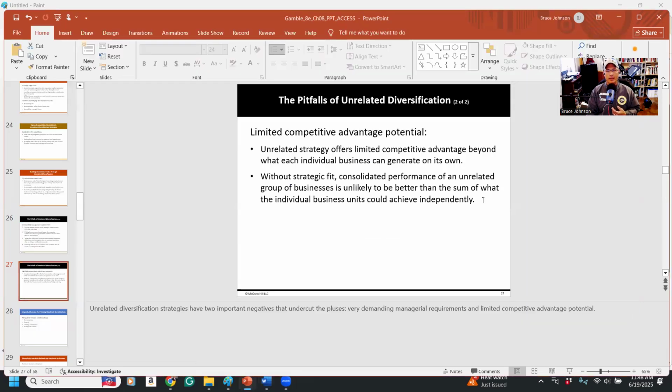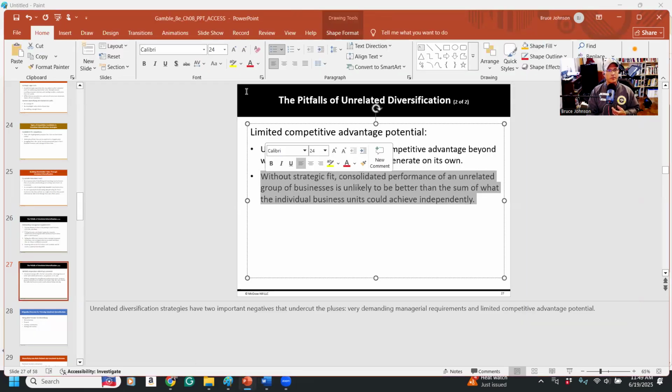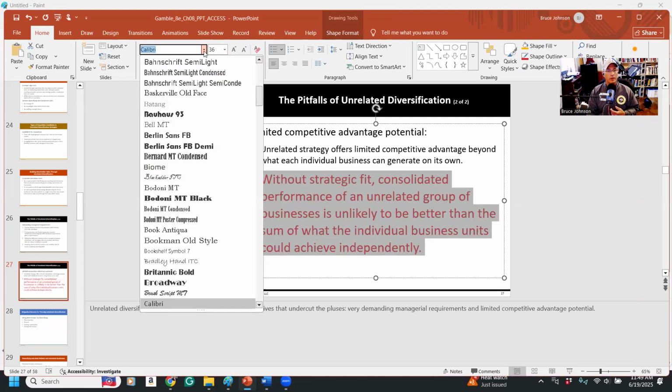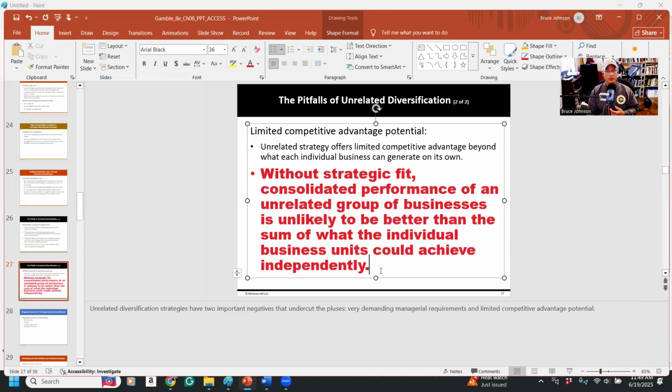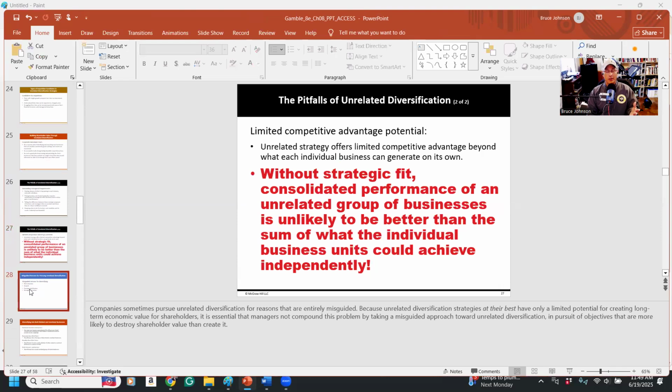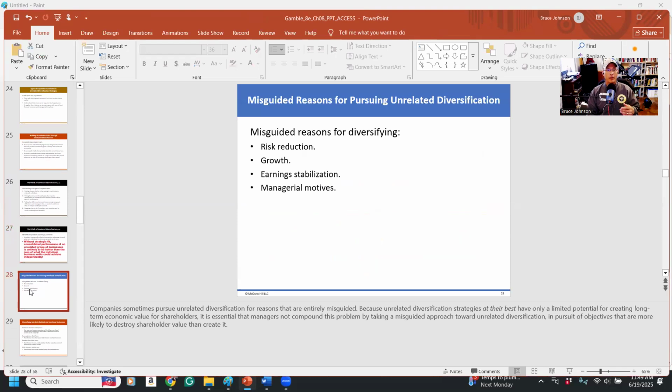Okay. So again, in fact, I'm going to do this now. We're going to turn that into red font. We're going to blow it up. We're even going to turn it into Arial Black. And I'm going to put an exclamation mark because that's how important that one is. There usually isn't a strategic fit. There might be, but there usually isn't. Therefore, it's often not worthwhile.